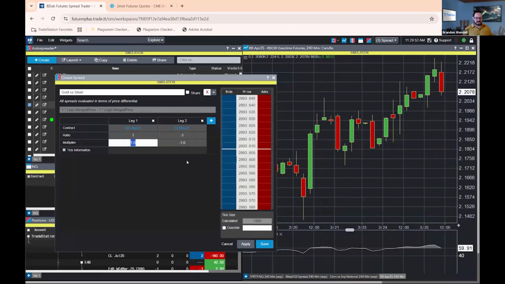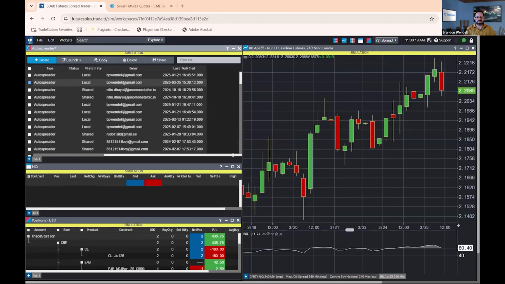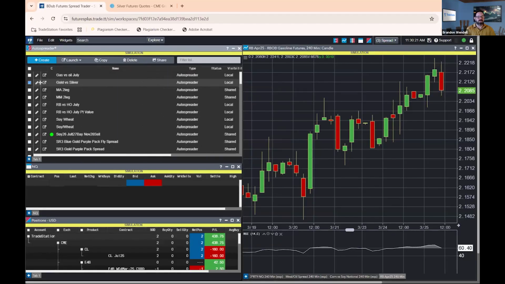So right here, I would type in 100 for the multiplier for gold and negative 5,000, the point value for silver. And I believe, if you go down, you can see the tick information there as well, and deltas, all that good stuff. So if I save this, gold versus silver, it should be saved. I just have to find it now. Is this the one I did? Yep, gold versus silver, local. Because there's other ones that people have created and shared, but there's mine.